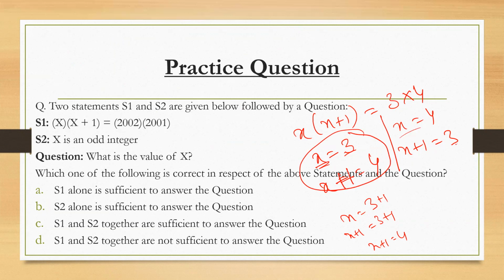But in this scenario, what is happening? If x plus 1 is 3, then x should be what? 3 minus 1, that is 2. But this is not the case here. So this is a wrong assumption. Are you getting this? That means here x is 3, x plus 1 is 4. The same way here also. So here also x is 2001, x plus 1 is 2002.